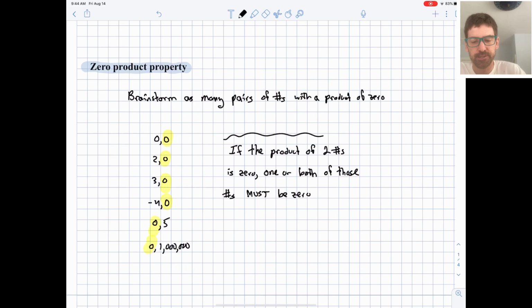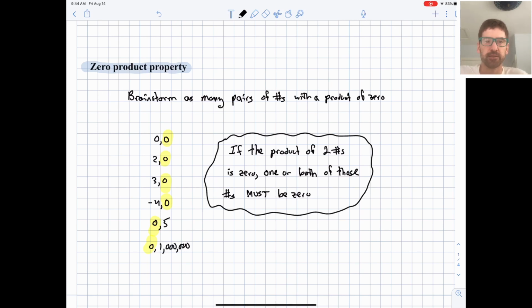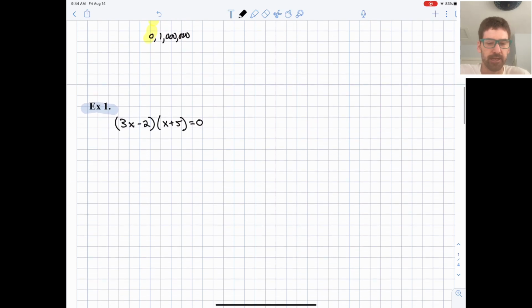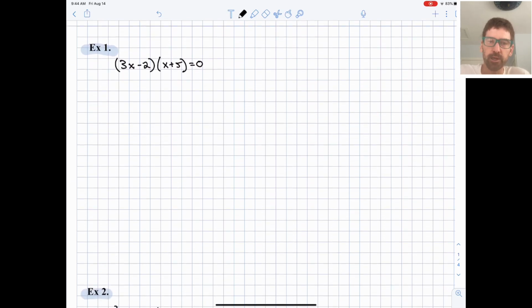Okay, so this is called, again, the zero product property. So if the product of two numbers is 0, at least one of them has got to be 0. Okay, so let's apply that. And so I just asked you to go through that task for a reason. We're going to apply that. And so let's check out what we have here.